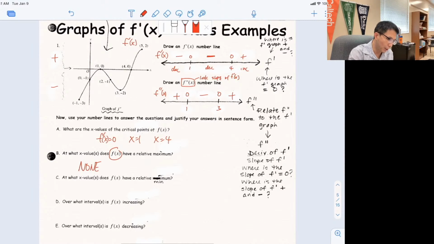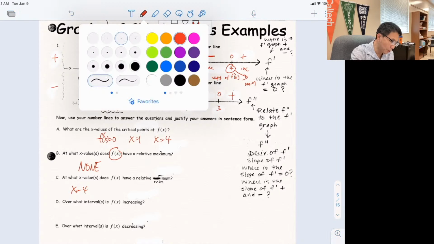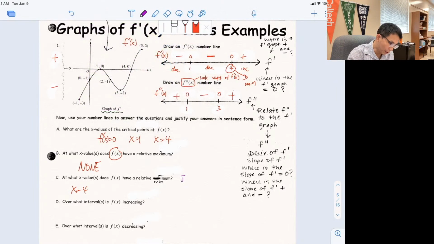Now the relative min happened here, right? So relative min at x equals 4. Usually they'll ask you to justify. If you're asked to justify, you say f prime of x changes from negative to positive at x equals 4, and that's it.